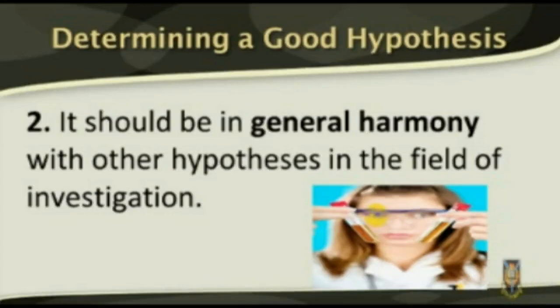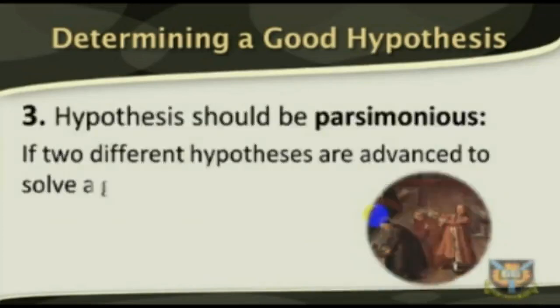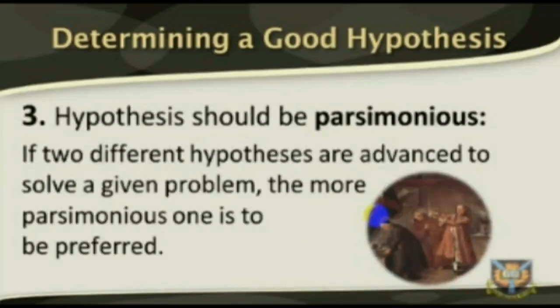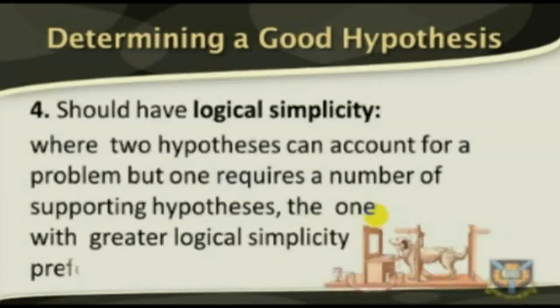That hypothesis should be parsimonious. If two different hypotheses are advanced to solve a given problem, the more parsimonious one is to be preferred. 4. That hypothesis should have logical simplicity. This means logical unity and comprehensiveness, not ease of comprehension.